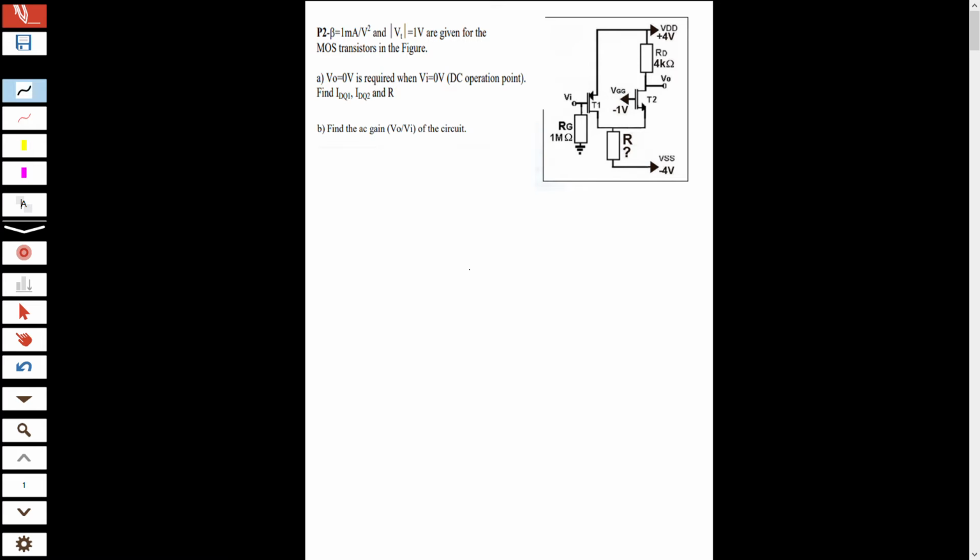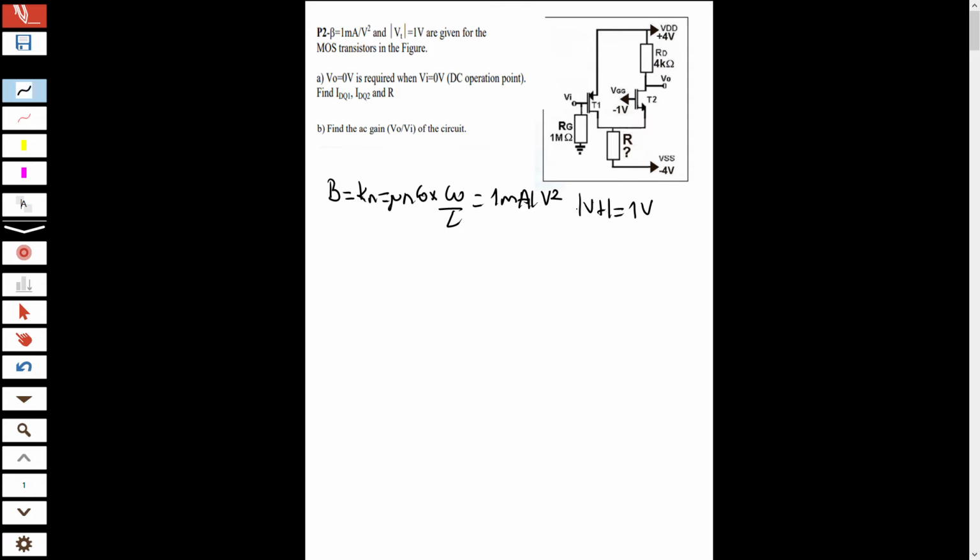Hi everyone, we will continue to solve amplifier questions. Let's look at the question. Beta is given, remember beta is Kn, which is Un Cox W over L, given as 1 milliampere per volt square, and the absolute value of V threshold is 1 volt.